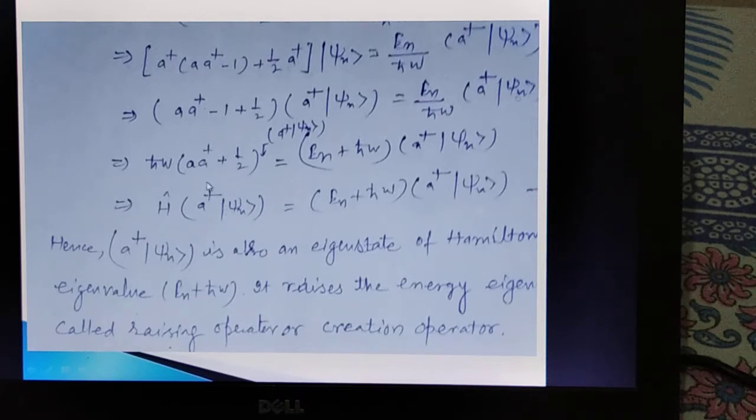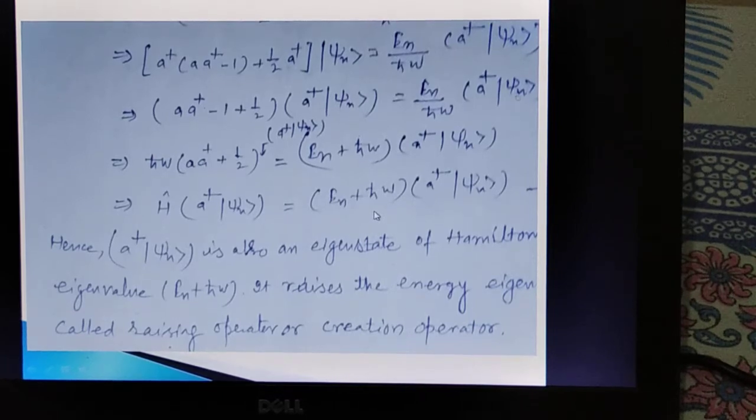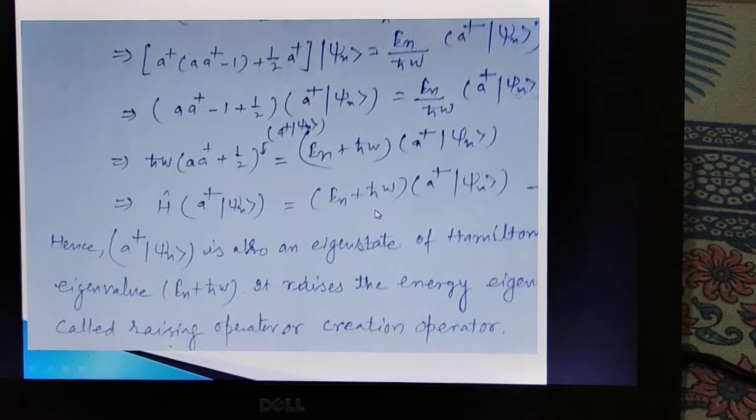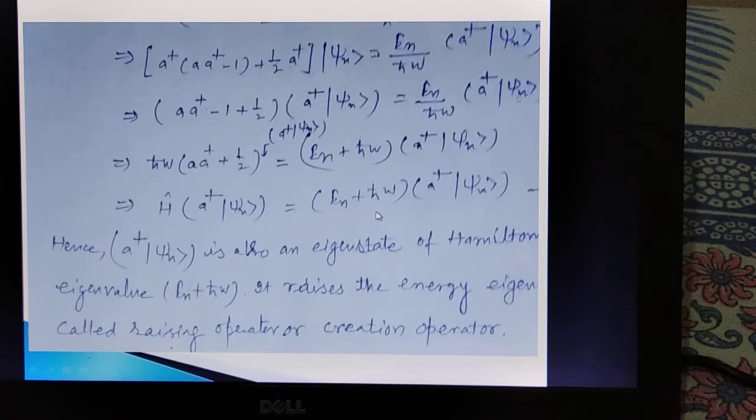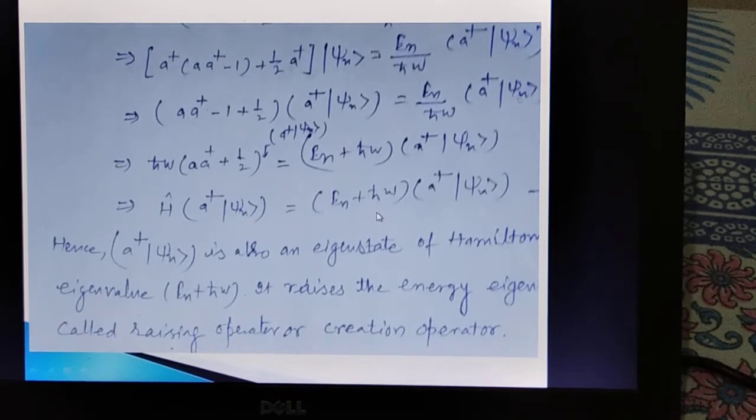So this operator A dagger is known as the raising operator or creation operator, because it creates the energy or it enhances the energy. In this manner, we can say that operator A dagger is the creation operator, while the operator A is the annihilation operator or lowering operator for the simple harmonic oscillator.